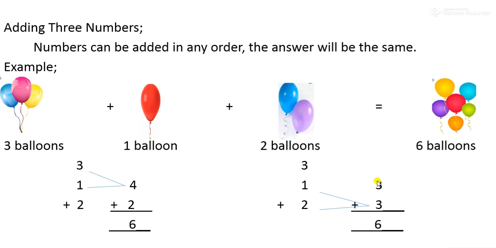So now we are going to add this 3 plus 3. 3 plus 3 is equal to, what is the answer? Yes, we found the answer here. Yes, the answer is 6. 3 plus 3 is equal to 6. This is adding 3 numbers.